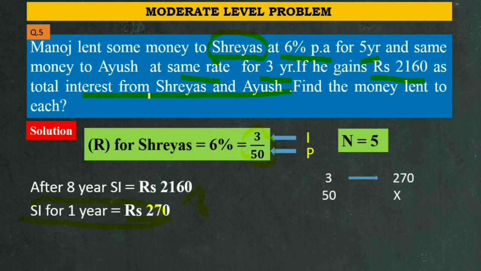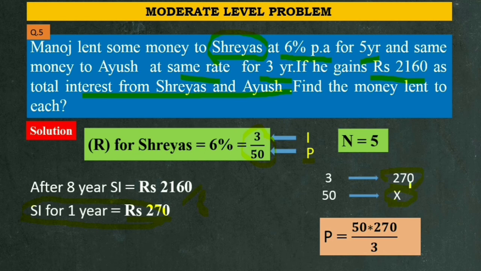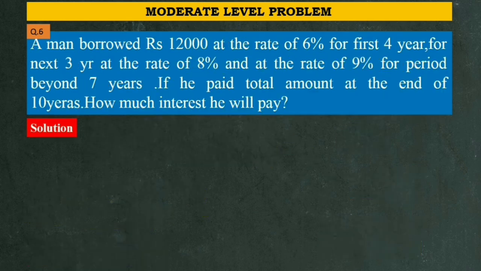So we will write it as: 3 is the value from the rate percentage, that is the value of the interest, and we have calculated the simple interest for 1 year from the total interest given in the question, that is 2160. So for 1 year it amounts to rupees 270, and the 50 is the value of the principal from the rate percentage, and we don't know the actual value, so I have taken it as X. After calculating, 50 into 270 divided by 3, we cancel 3 with 270, that is 90. So 90 into 50, the principal is rupees 4500. So this is the required answer.